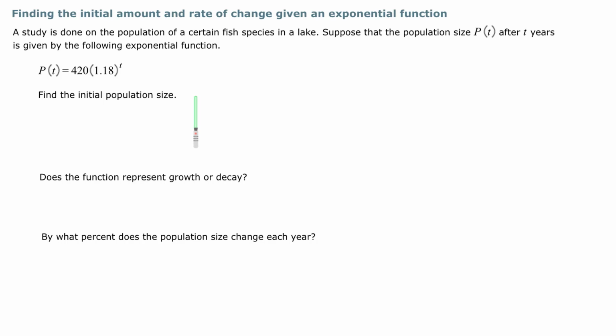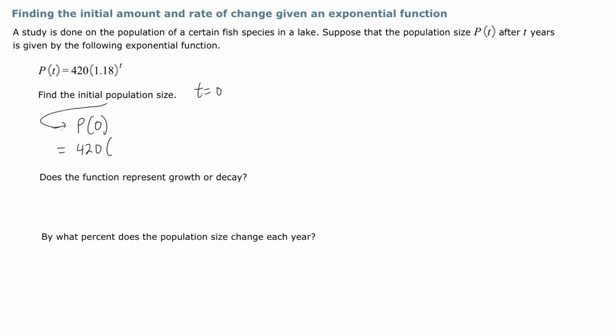The initial population size occurs when you're about to start the stopwatch. So we usually start the stopwatch at time 0. So when t equals 0, what is the initial population size? The initial population size is translated as P of 0. So we just evaluate P of 0 and we get the answer.